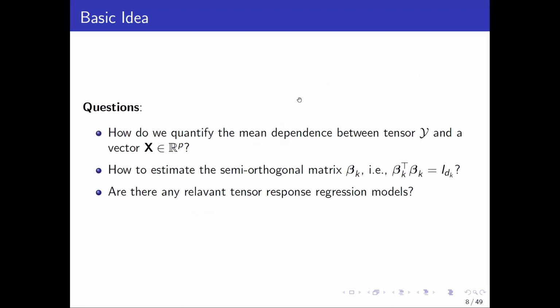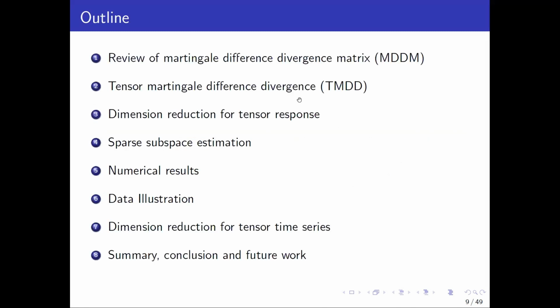Then in order to achieve the dimension reduction in this way, I have several questions to answer. So first, how do I quantify the mean dependence between a tensor response and a vector predictor? And how am I going to estimate the semi-orthogonal matrix beta k for each mode? And the last question is, is there any relevant tensor response regression model that is related to our dimension reduction framework? And I will answer these questions one at a time by following this outline.